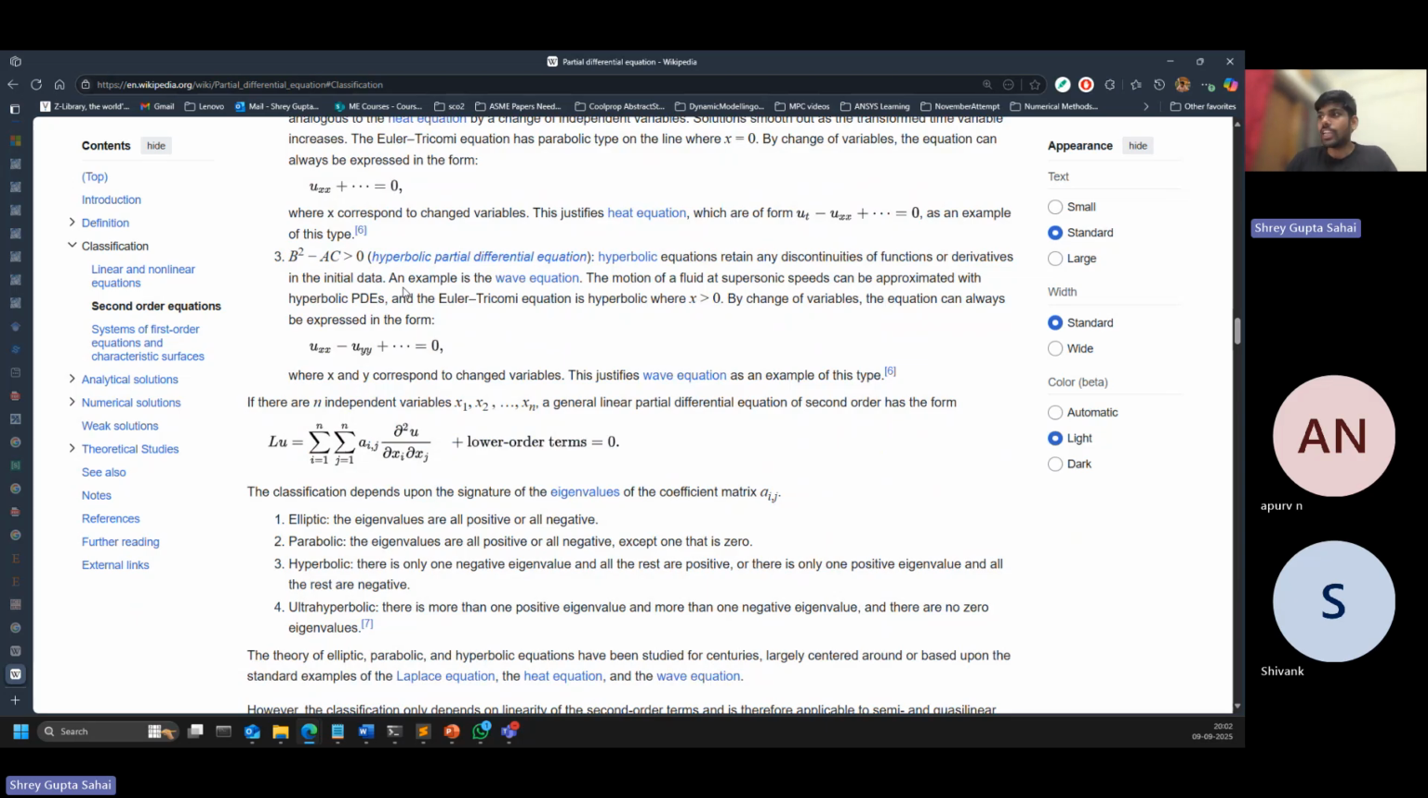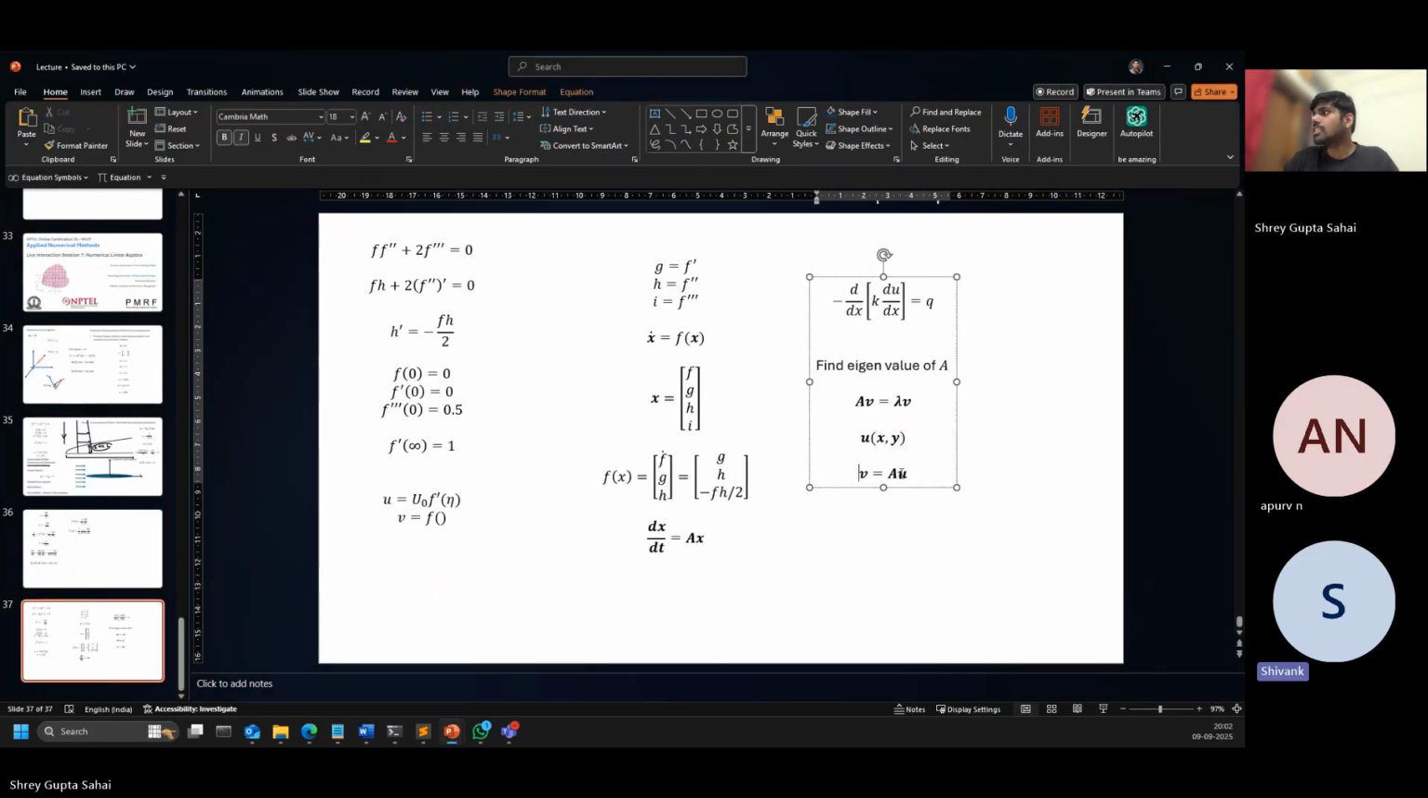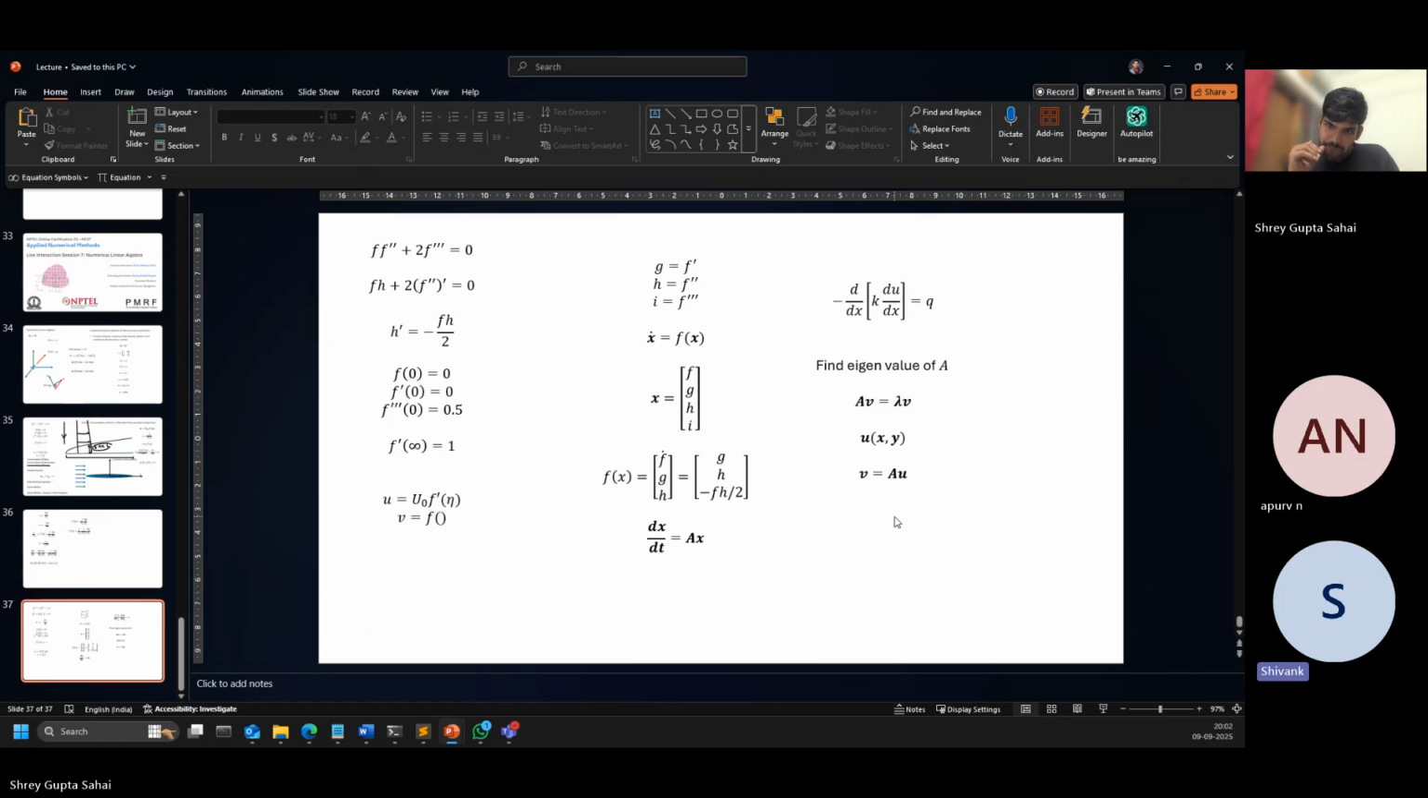We'll have to look into it in detail because it is not always physical space. That is what I'm trying to point out. In this case, it will not be a physical space.